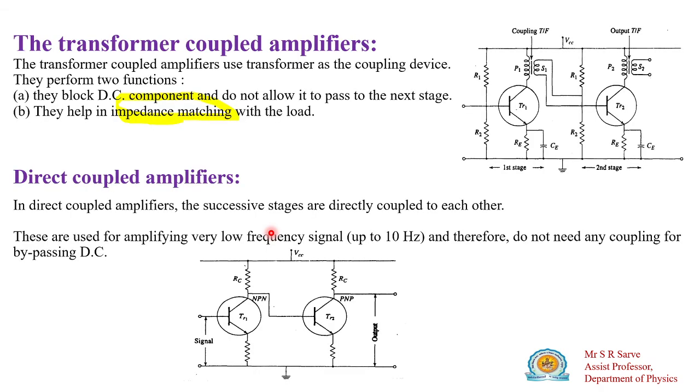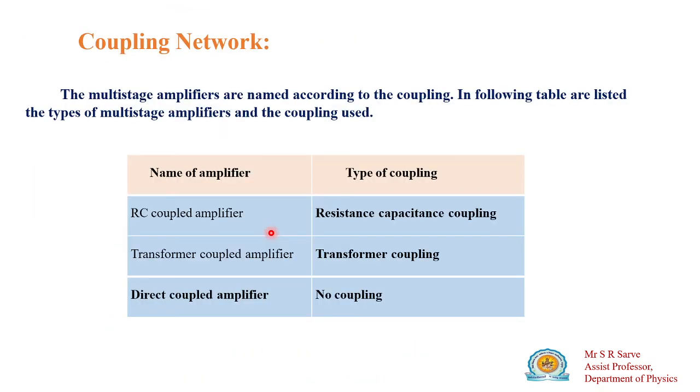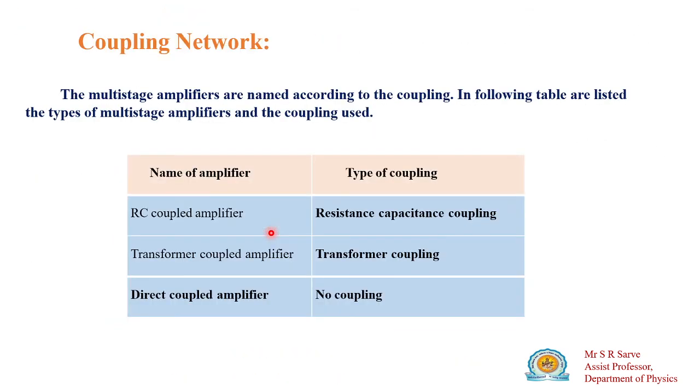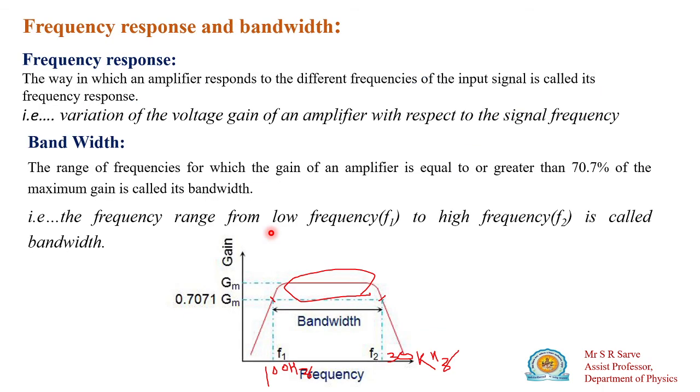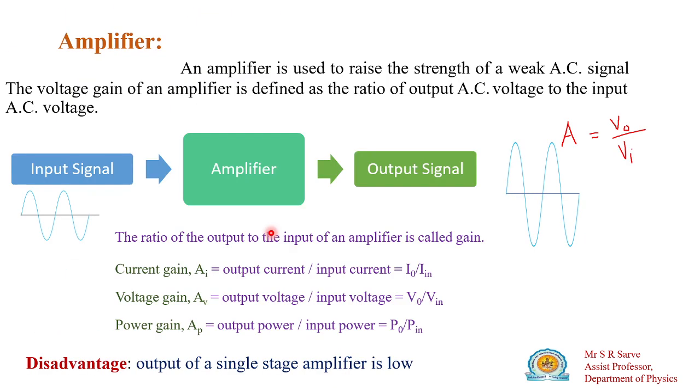So this is about the different types of amplifiers: RC coupled amplifier, transformer coupled amplifier, and direct coupled amplifier. These are how amplifiers are classified according to the coupling used. And the important terms in an amplifier are gain, frequency response, and bandwidth. This is your multi-stage amplifier.